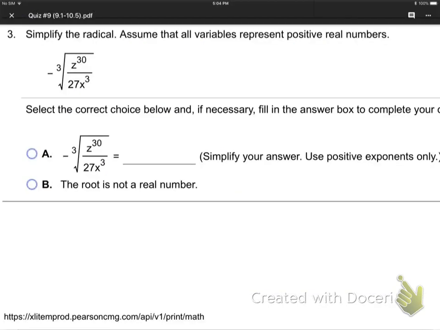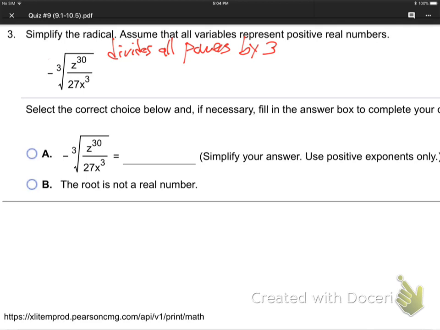Okay, so this is a 3 in the hook, so that means it's a cube root. There's a negative in the front, so that just means the answer is negative. So what do we do with the cube root? Well, it divides all powers by 3. Get the idea of what I'm saying by that?